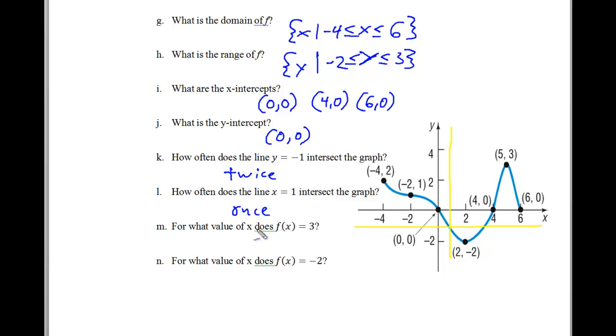Now it says here, for what value of x does f of x equal 3? So it's asking when does this graph reach 3 units high, and it does so right at that location. So the value of x is 5. So x equals 5. Now what value of x does f of x equal -2? So we look at the y value here. We're looking for x. Here's the y. The y is at -2, so x equals -2.